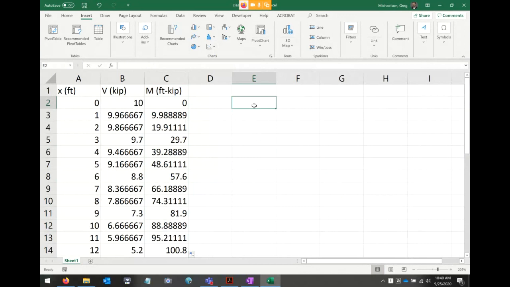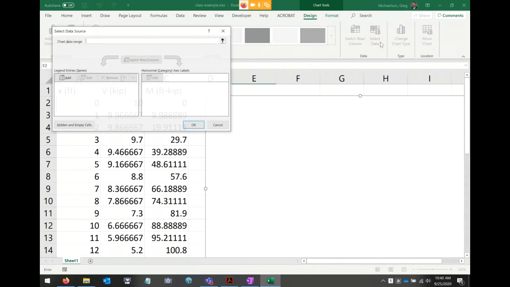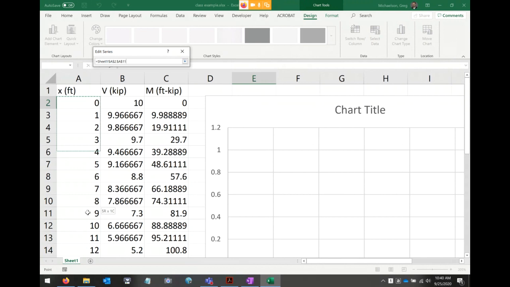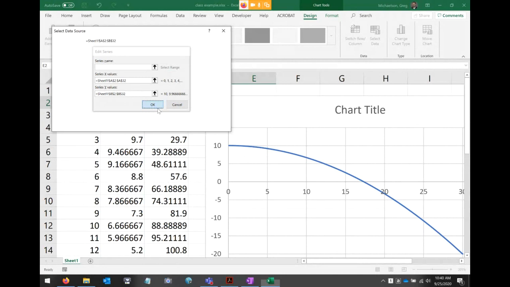Actually, let me not do that, because I don't want it to do it automatically for me. Okay. So now what we need to do is select the data. Let me move this plot over here so I can see a little bit. I'm going for my x coordinates. I'm going to use all of these. And let's do the shear diagram first. So for the shear diagram, it's going to be the Y's. Boom. There's my shear diagram.